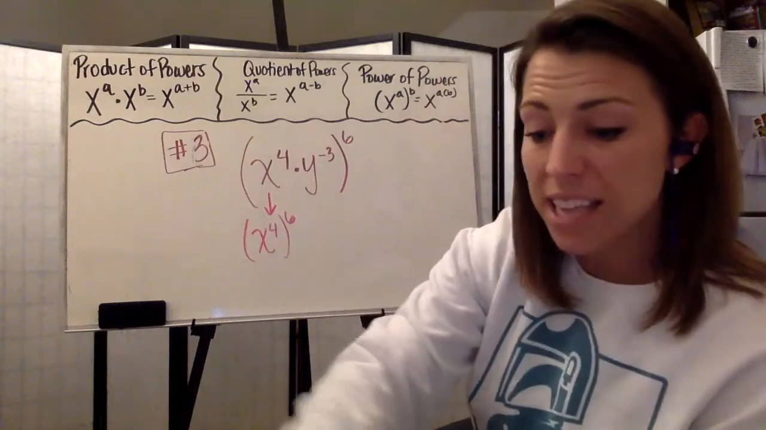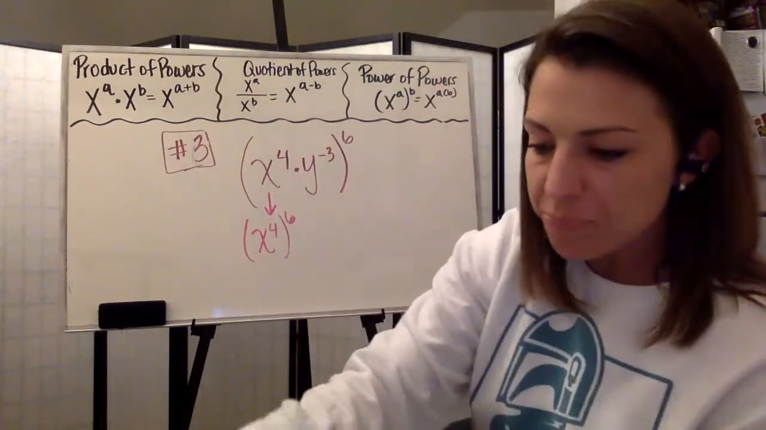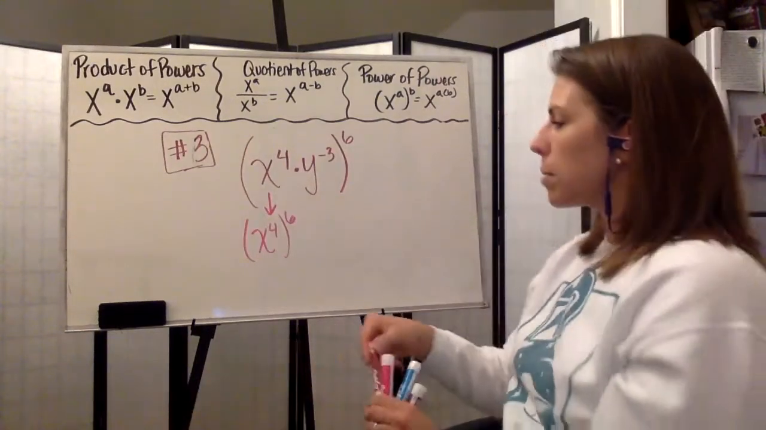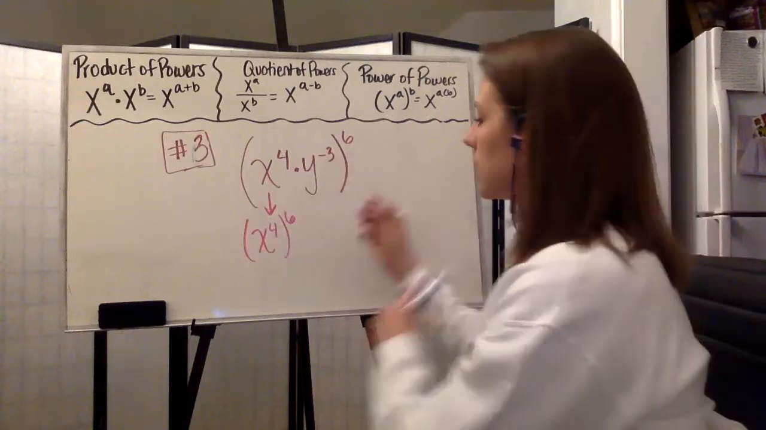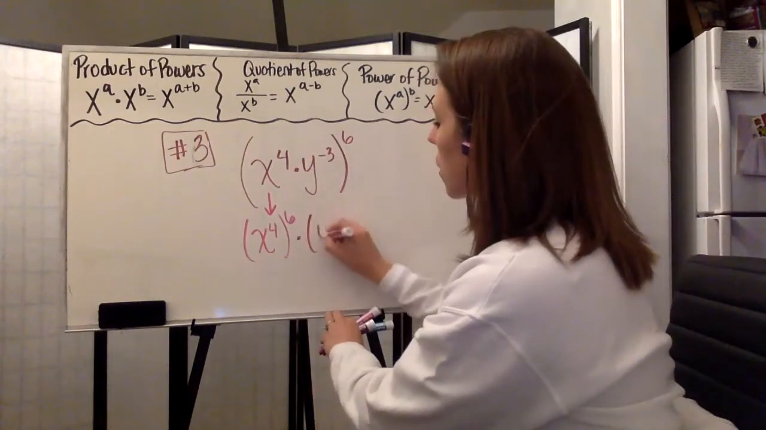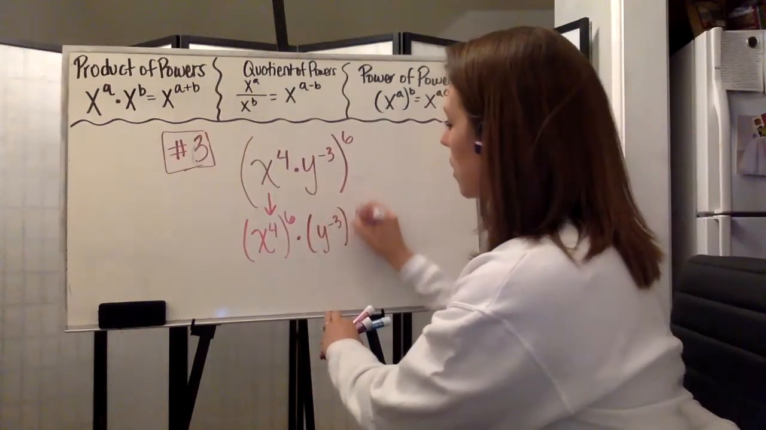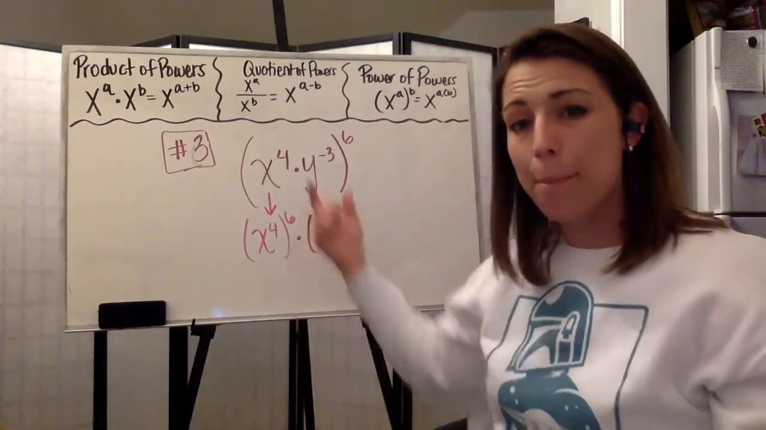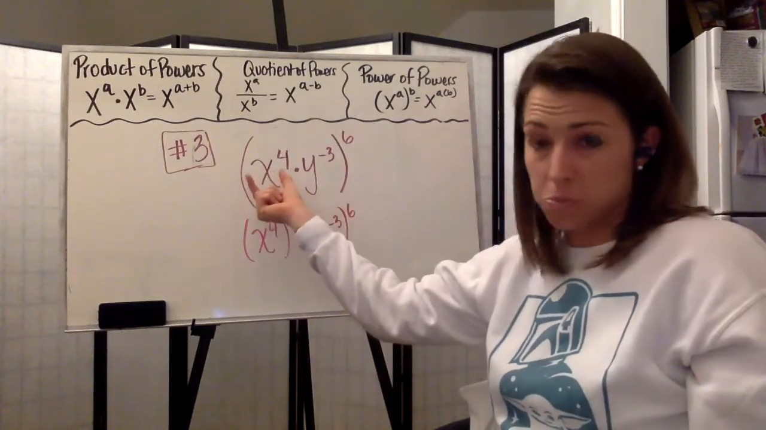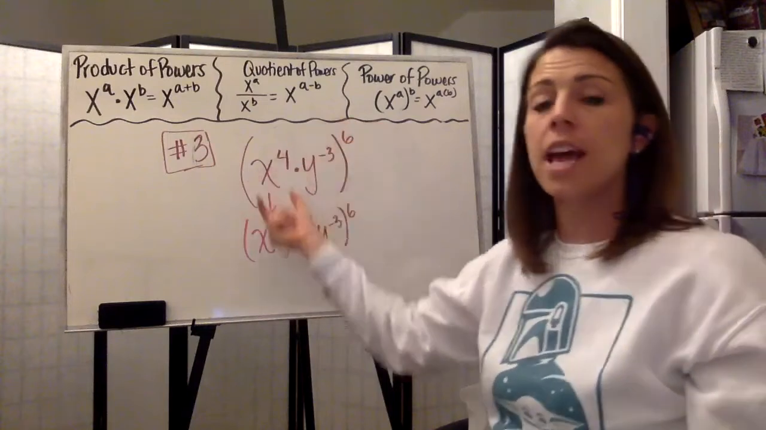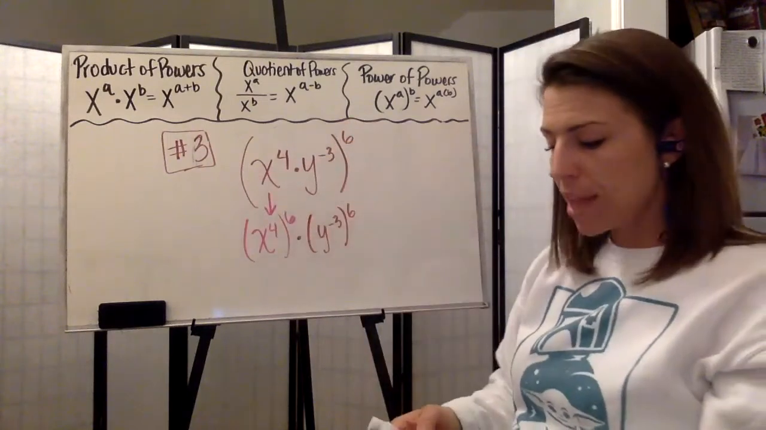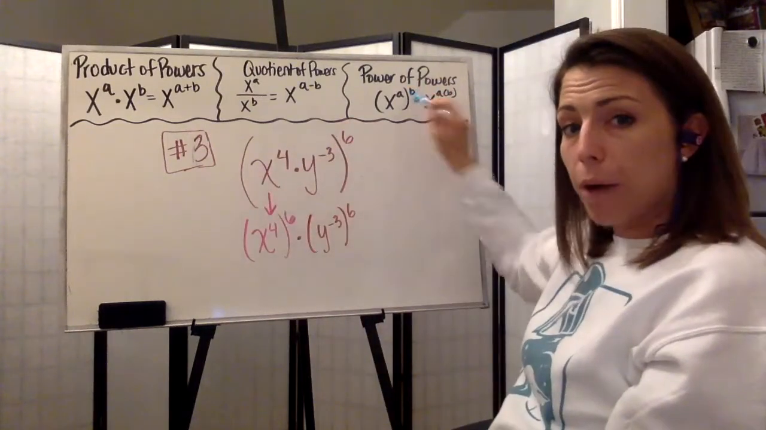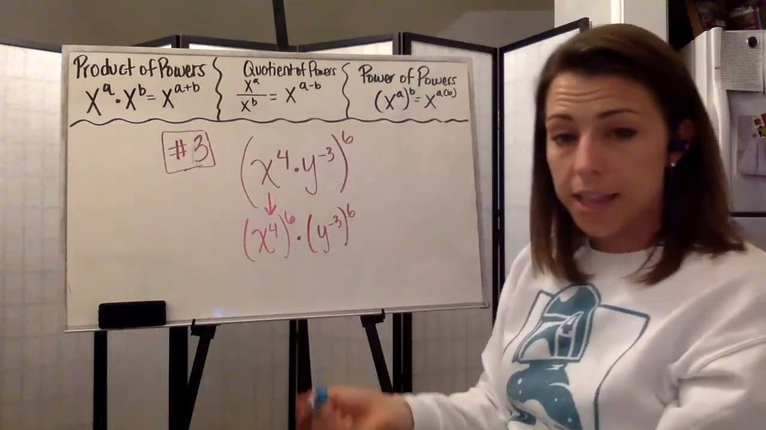And I can do the same exact thing with y. I know that I'm going to be multiplying y to the -3rd 6 times. So I can just go, okay, y to the -3rd 6 times. In a weird way, it's almost like distributive property. I'm basically saying, all right, I'm going to just do power of a power with the x and power of a power with the y.